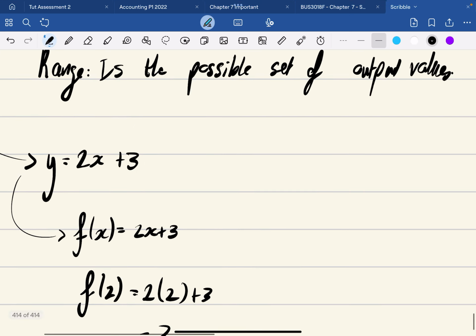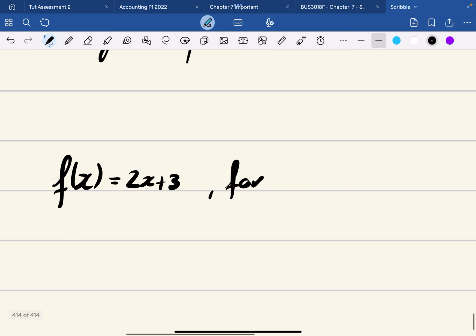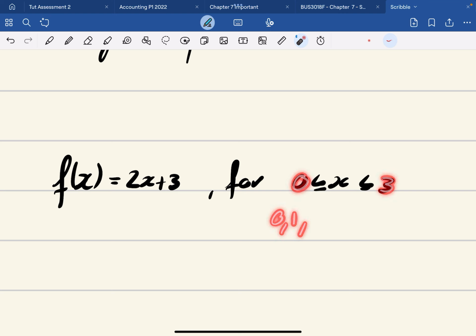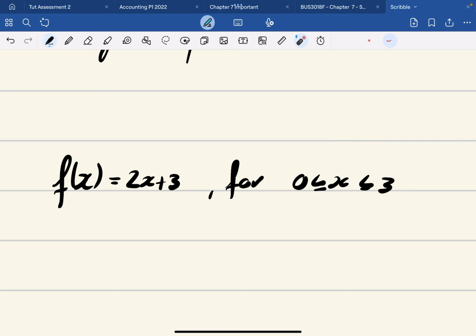Okay, so your domain is the set of values that this x can take on. Right? So let's say I have a function f(x) is equal to 2x plus 3, for 0 less than or equal to x less than or equal to 3. So x can only take on values between 0 and 3. So like 0, 0.1, 1, 2, 2.9, 2.99, and 3. Those are just examples of values. We could take on any values in this domain. So that's what the domain of a function is.